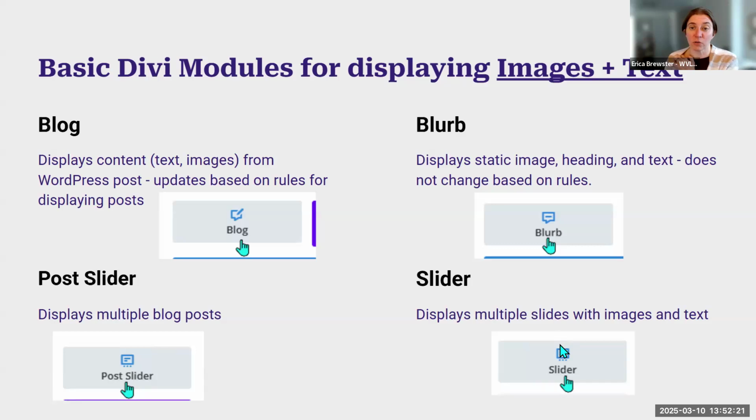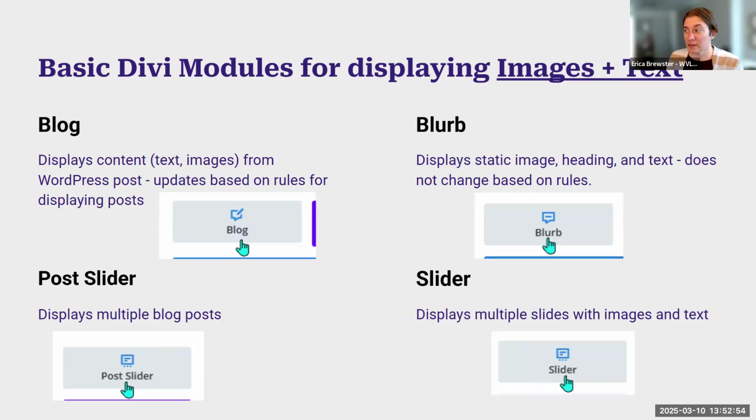A regular slider, you don't use the WordPress post functionality, but you do the slider within Divi itself. It's a little more manual of a process, but in some cases it does work better for displaying information. And the blurb, I really want to talk about blurbs because we're using them pretty heavily across a lot of websites. A blurb displays heading text, it displays regular text, and it displays an image all in one space.